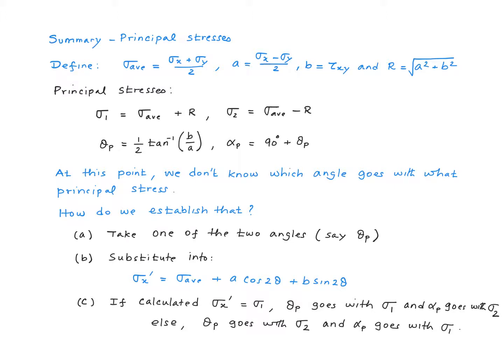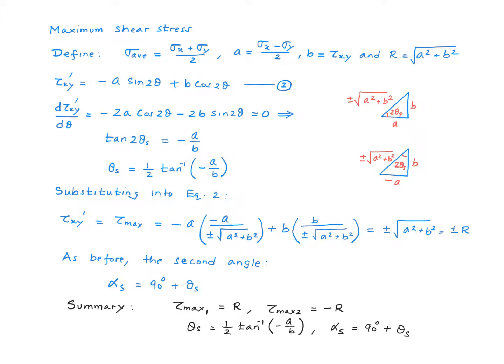Well, principal stresses are basically the minimum and maximum normal stresses, right? Minimum and maximum value of sigma x prime, right? So what we do is we take one of the two angles, either theta p or alpha p, and substitute in this equation. Let's say we chose theta p. If sigma x prime works out to be equal to sigma 1, then we know theta p goes with sigma 1, and the other angle alpha p goes with sigma 2. Otherwise, it's the other way around. That's it.